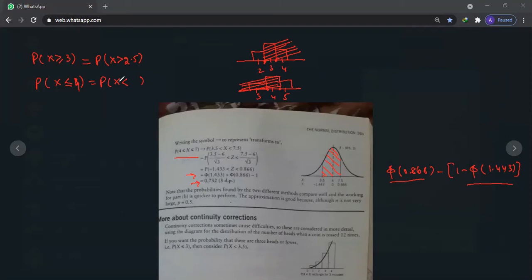If you write x is less than 3.5, then you will miss this area. If you write x is less than 4.5, then this area will be included. So we will write 4.5. Now the probability of x greater than 2 and less than 7.